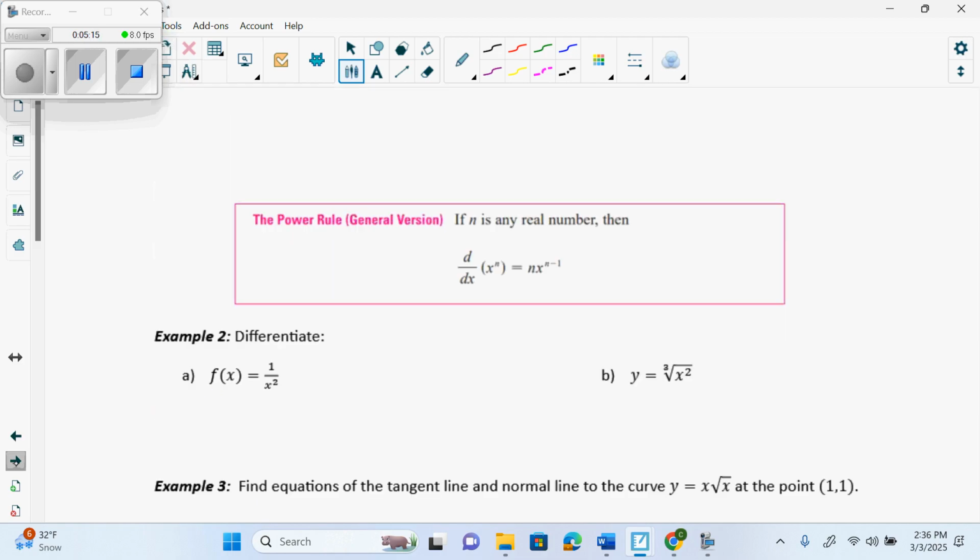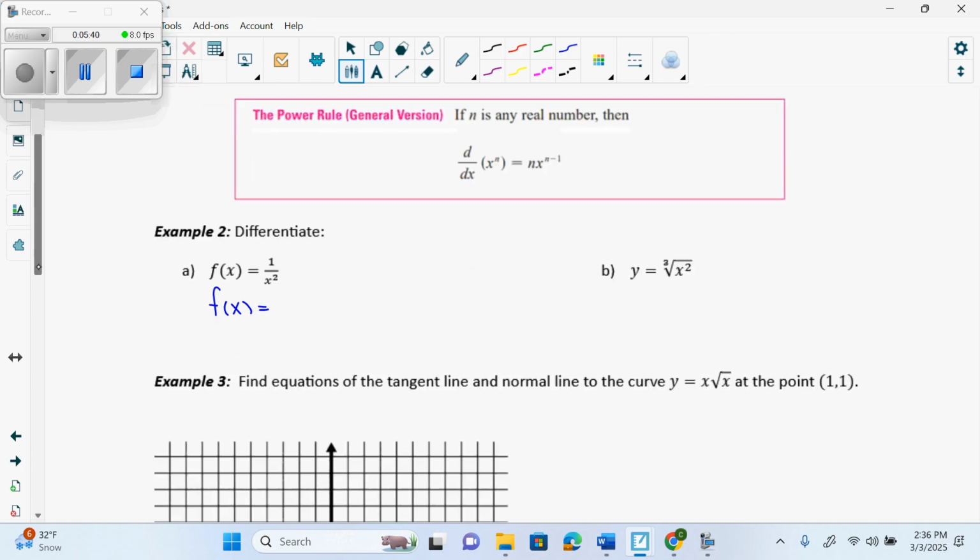Okay, so same thing, the power rule general version is for any real number. If you have one term, a variable, just one variable to any numerical exponent, it will be allowed to use the power rule. F of x equals, how could I rewrite this? 1 over x squared. X to the negative 2.